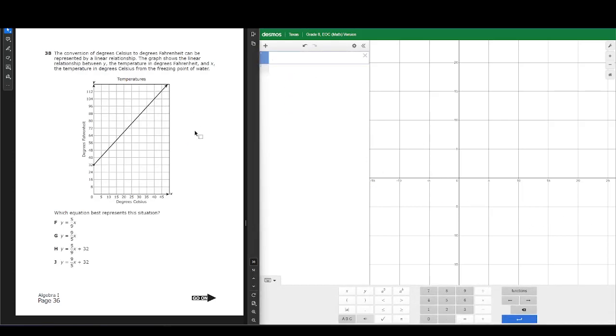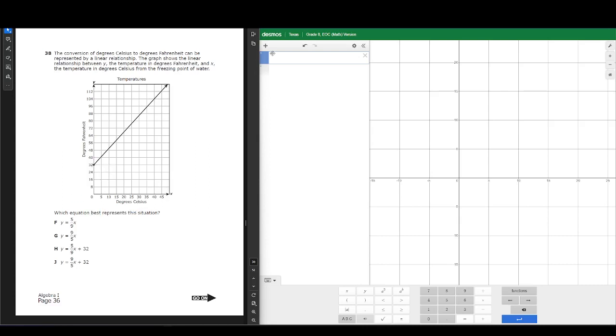Okay. Conversion of Celsius to Fahrenheit is linear. The graph shows the linear relationship. Okay. Which equation best represents this situation? So generally, that would be a regression problem, but we don't have a table of data. So this one, even though it says best, seems like a perfect fit scenario.